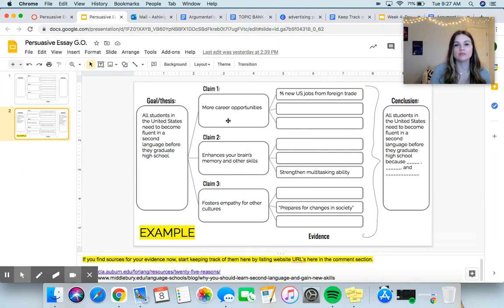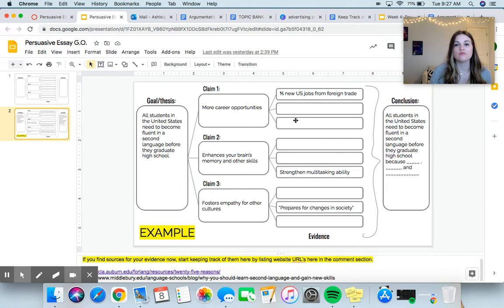So my claims, for now, this is what I've thought of. The reason for it, why should they become fluent? There are more career opportunities. It enhances your brain's memory and other skills. So I'm trying to look at, like, scientifically, how is it beneficial? And then it fosters empathy for other cultures. So these are just 3 claims that I have. I can absolutely flesh them out, edit them, make them a little bit more clear. But for now, this is just what I've thought of.